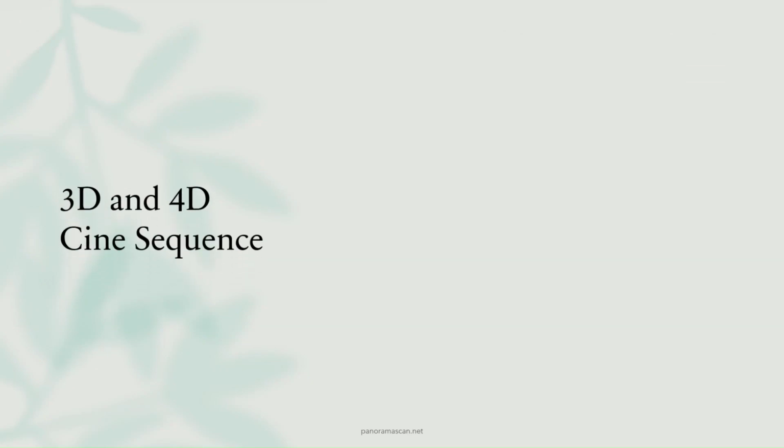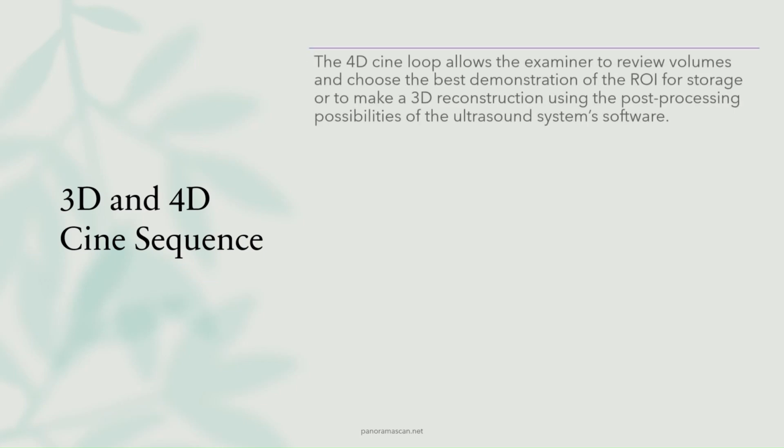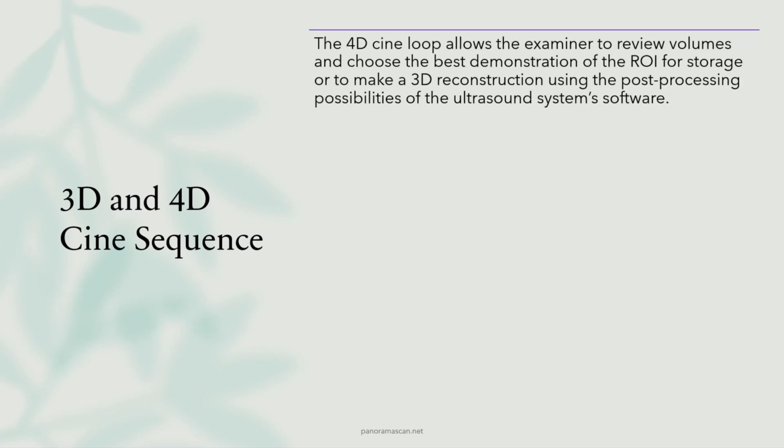The 3D and 4D Cine Sequence is a powerful tool in ultrasound imaging that enhances both the review and post-processing stages of volumetric data. The 4D Cine loop allows examiners to review volumes and select the best demonstration of the region of interest. This is crucial for ensuring that the most informative and representative image is captured for storage or further processing.